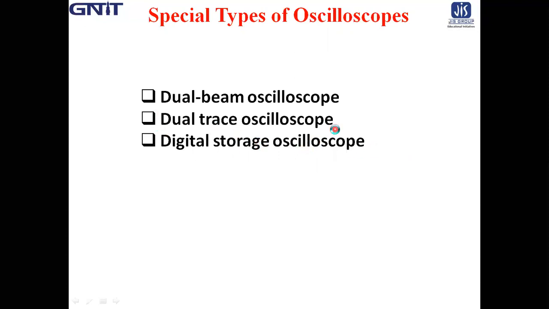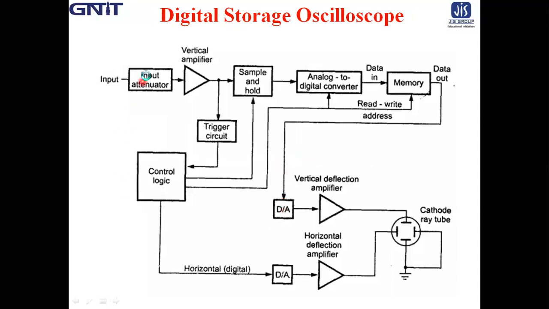Similarly, the dual trace oscilloscope has a single electron beam gun, but its function is similar to that of the dual beam oscilloscope. Now, in today's scenario, the most important is the digital storage oscilloscope, which is discussed in the next slide. So this is the block diagram of a digital storage oscilloscope.